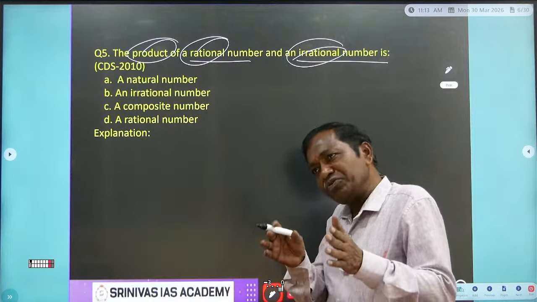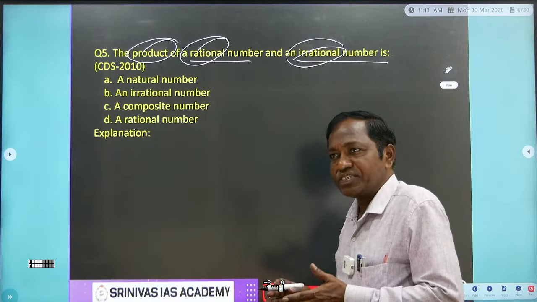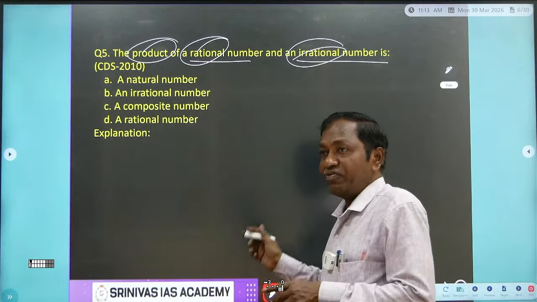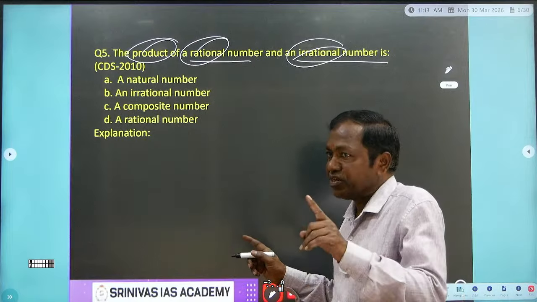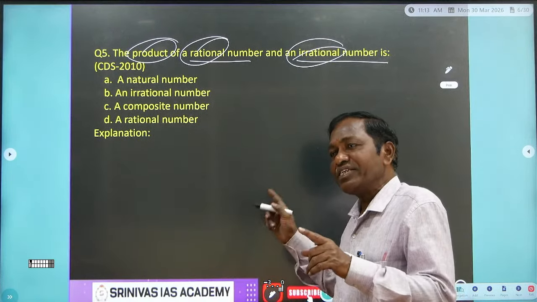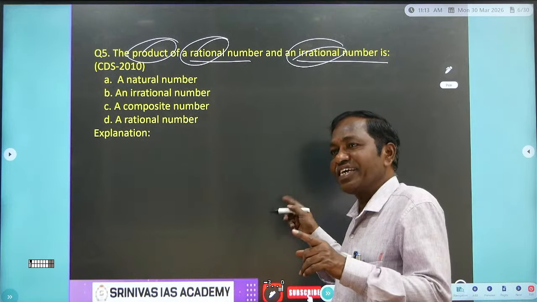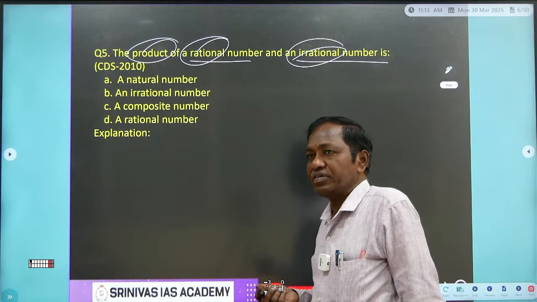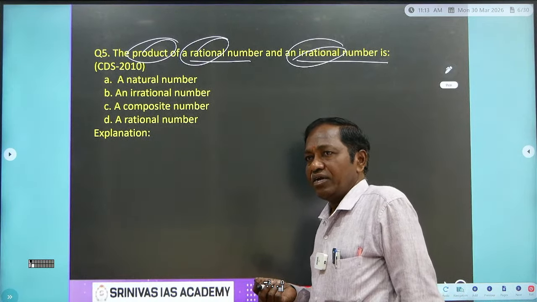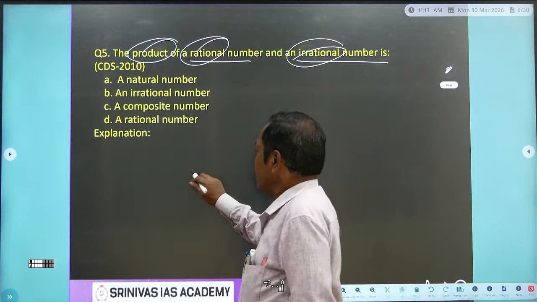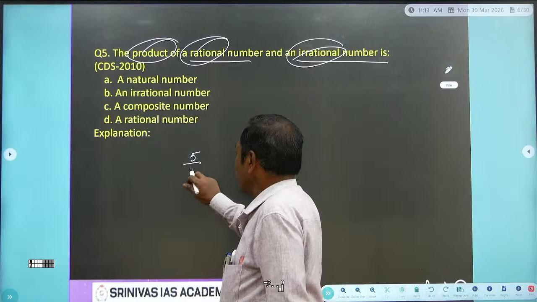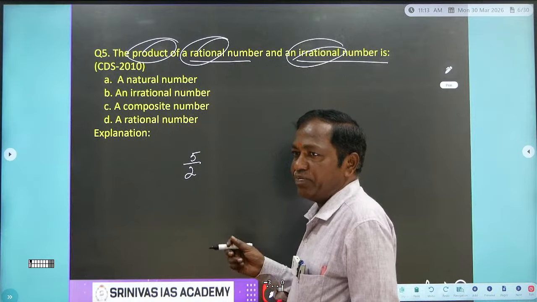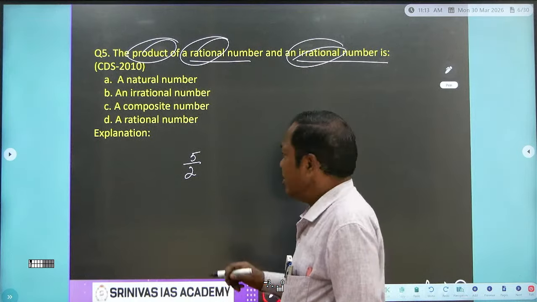Pi means what happens? You keep doing it, even the board is not sufficient. Again the same, it never ends at all. Like, for example, 10 by 3 is a rational number. Why? Because you will see the same digit repeating again and again. If you take 5 by 2, it is a rational number only, because the resultant number will be 2.5, it will end. This is a rational number.